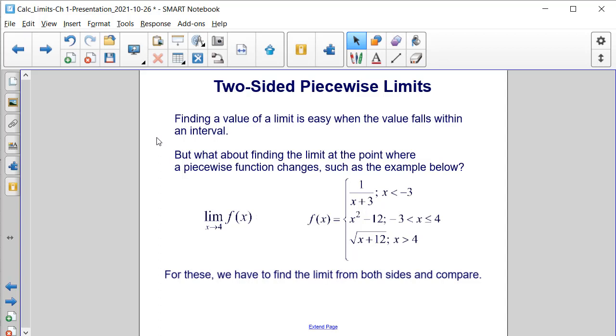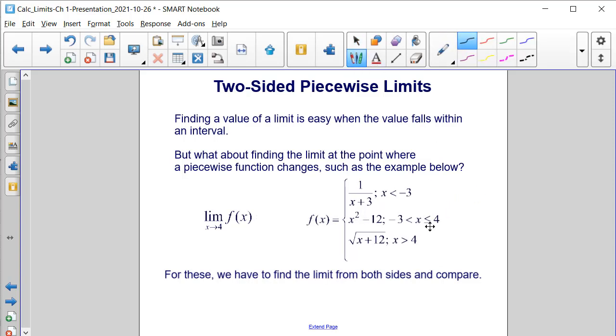Now, finding a value of a limit is easy when the value falls within an interval. But what about finding the limit at the point where a piecewise function changes? Such as this example, find the limit of f of x as x approaches 4. Notice that 4 is defined in two pieces. It's defined here, and it deals with this side when you're approaching it from the right. For these, we have to find the limit from both sides and compare their values.